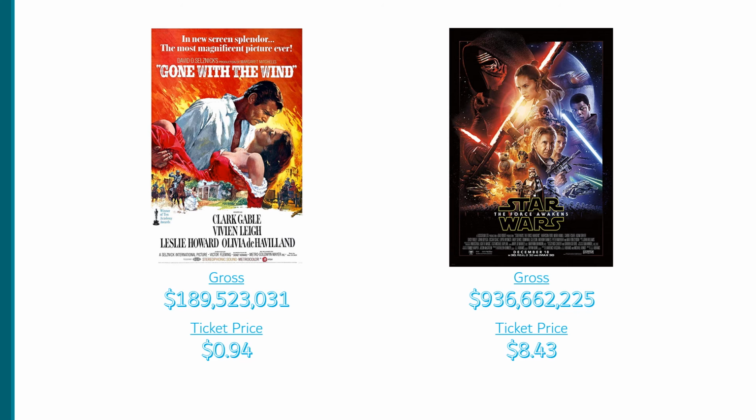Those are the nominal values for box office gross. But instead, we could compare their real values. First, note that in 1939, the average ticket price was around 94 cents. In 2015, the average ticket price was $8.43. So let's divide each nominal value by its price level. When you divide the box office grosses by the average ticket price, you get the number of tickets sold to each film. Already we can see Gone with the Wind sold a lot more tickets than The Force Awakens.